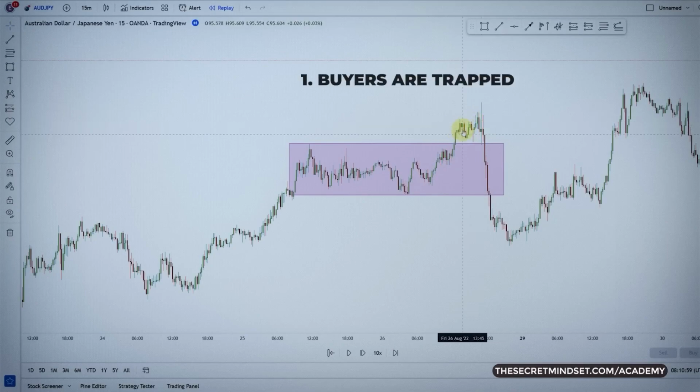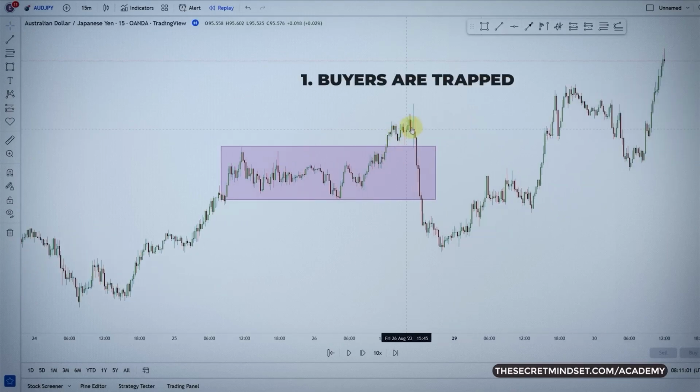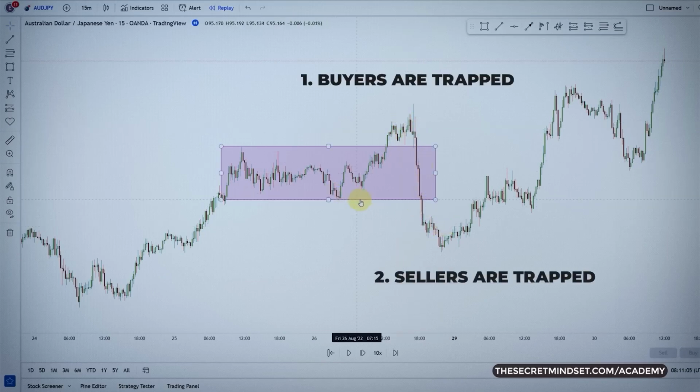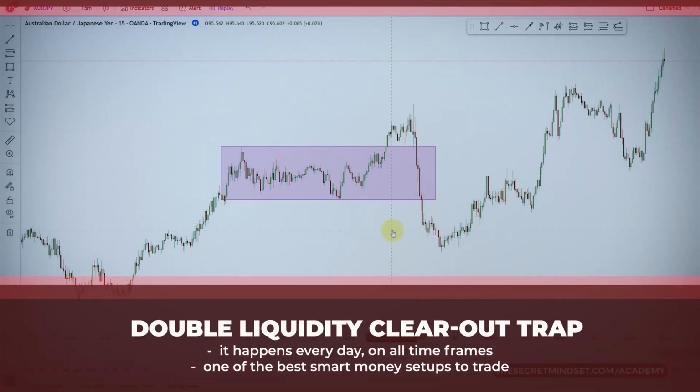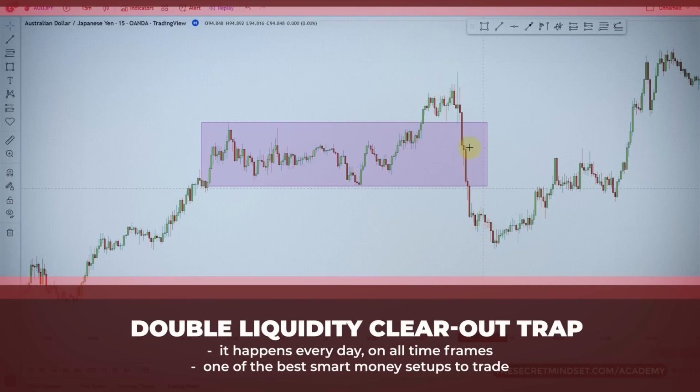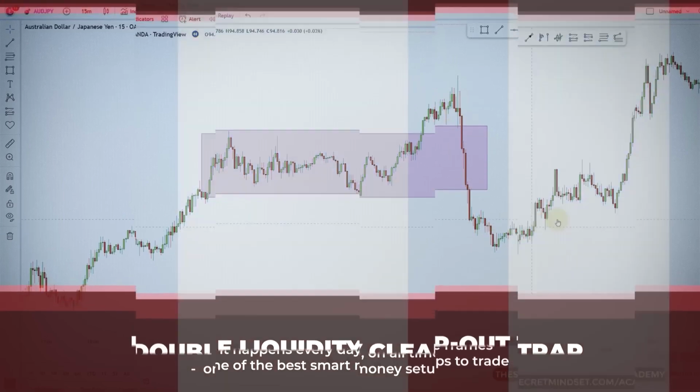Market breaks a swing high. You think it's a breakout, but instead of continuing higher, it aggressively moves lower, also breaking a recent swing low, basically a double liquidity clear-out. It happens every day on all timeframes, and if you identify it correctly, it might be one of the best smart money setups to trade.